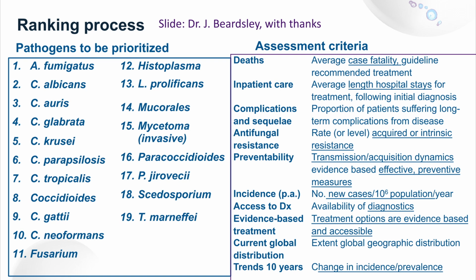So this is the process, and this is a slide of Dr. Justin Beardsley, with thanks. The ranking process identified 19 pathogens to be prioritized. And looking quickly through the list, you might find that your favorite pathogen is not among the lists. So not all the endemics are on the list, and not all the molds are on the list, and certainly not all the yeasts are on the list. But as one WHO representative explained to me, we can't be prioritizing every single pathogen, and it is what it is for the time being that we focus on 19 pathogens.